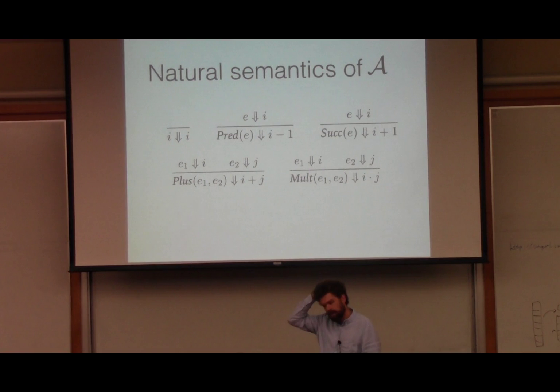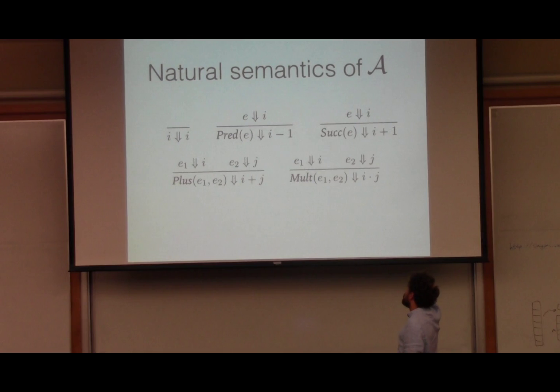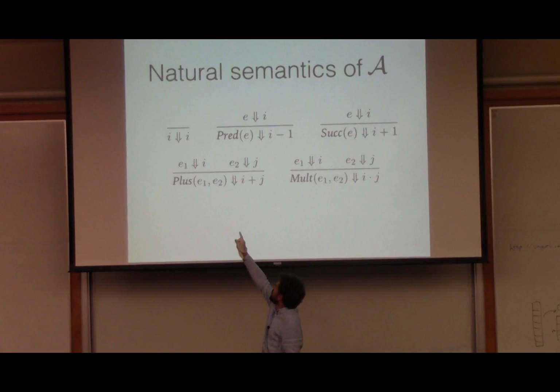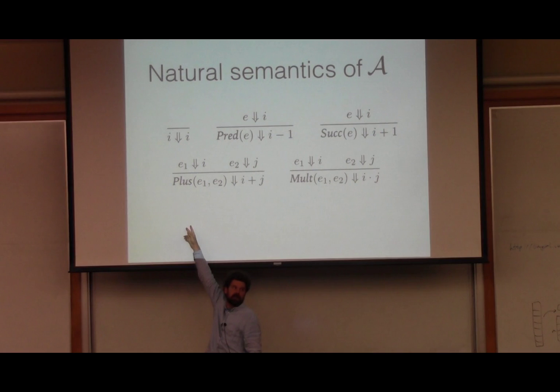And then the rest of it, I think, is pretty straightforward. Maybe one thing worth pointing out here is that sometimes, instead of writing out constructors, you'll see people use more of a concrete syntax, which makes things really confusing, because the way that you would write the plus rule is you'd say E1 plus E2 evaluates to I plus J if E1 evaluates to I and E2 evaluates to J. And it can be confusing that here you're talking about the syntax, the constructor plus. Over here, you're talking about addition, the addition of I and J.